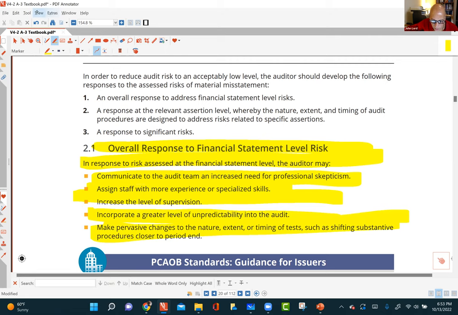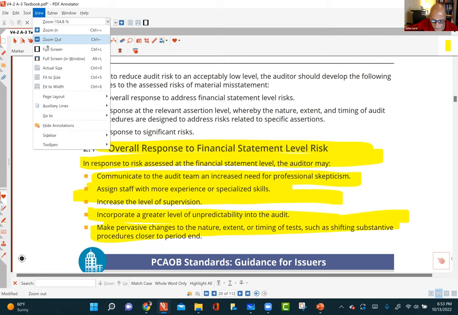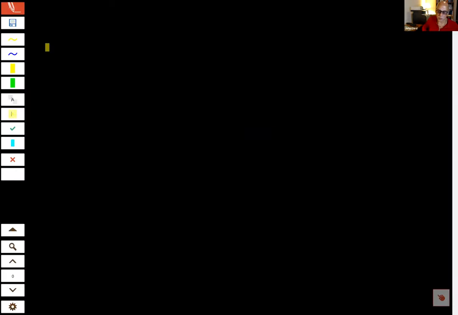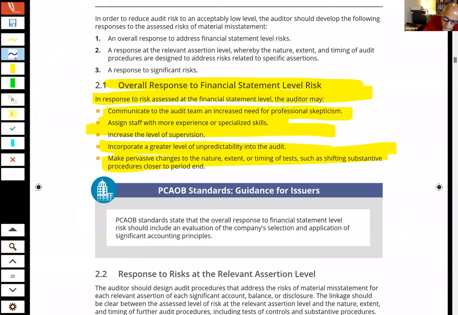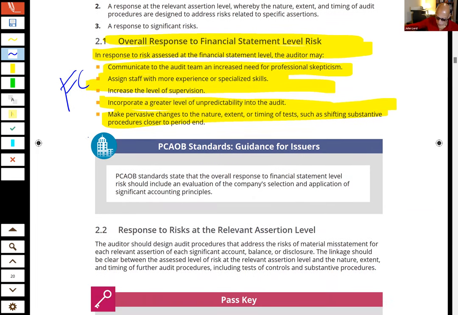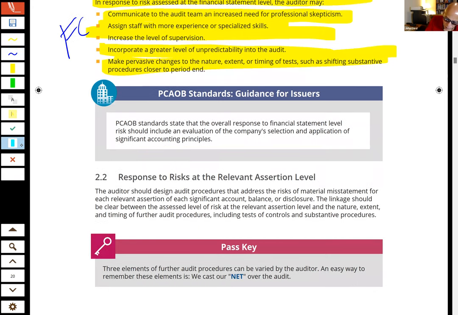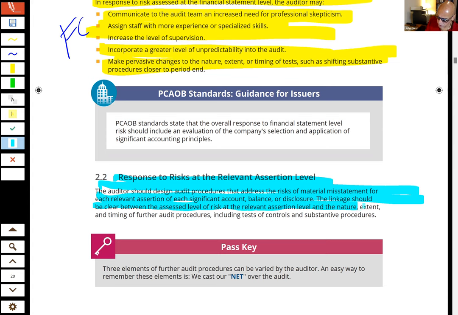So this is at a very high level, at a general level, I guess, to use the technical term that they're using, that you would respond. But you also have to do what? You have to respond at the assertion level. Okay. So the auditor should design procedures that address the risk of material misstatement for each relevant assertion. The linkage should be clear between the assessed level of risk at the assertion level and the nature, extent, and timing of the audit procedures.